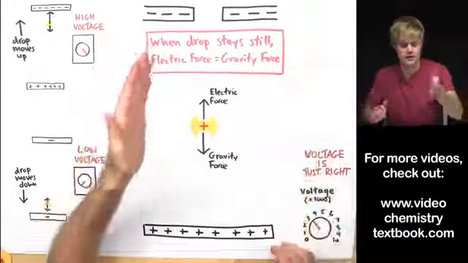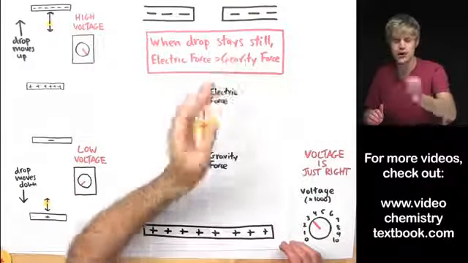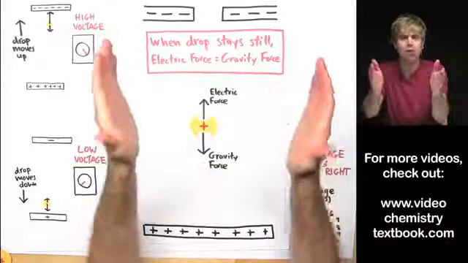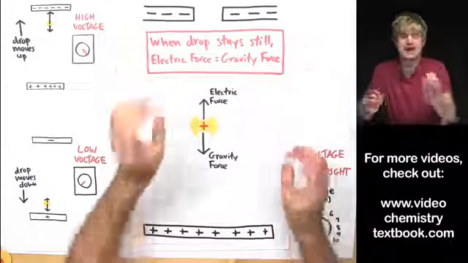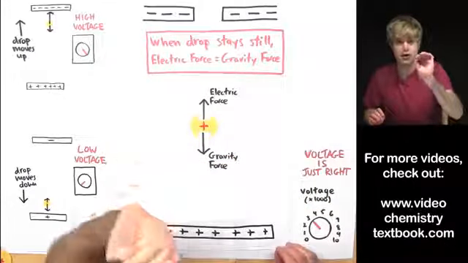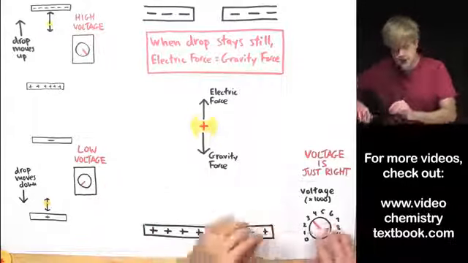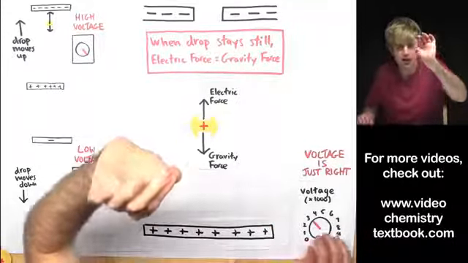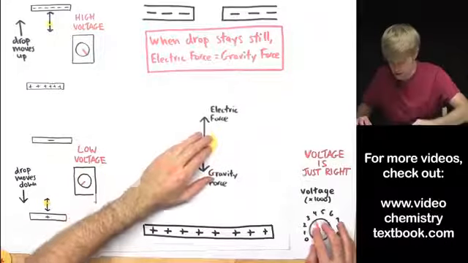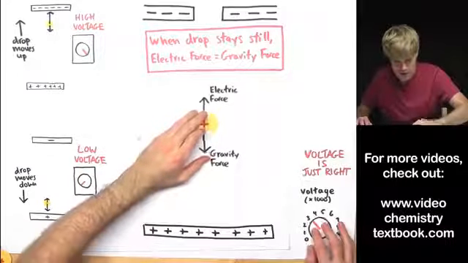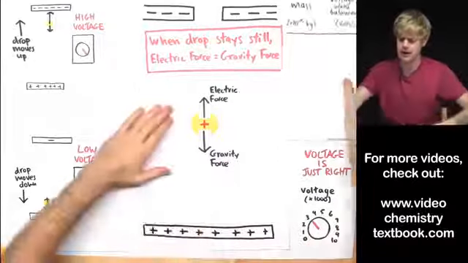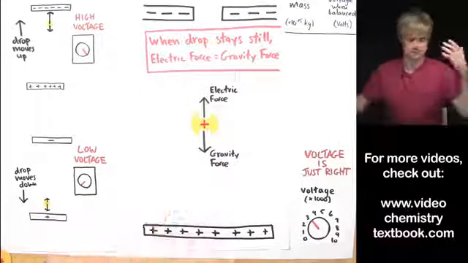When this happens, electric force equals the gravity force. This is a very important situation, and it's what the people doing the experiment try to do. They adjust the voltage, looking at a single drop, until they can get it just right so that the drop stays still. Now, they do this with many different drops.